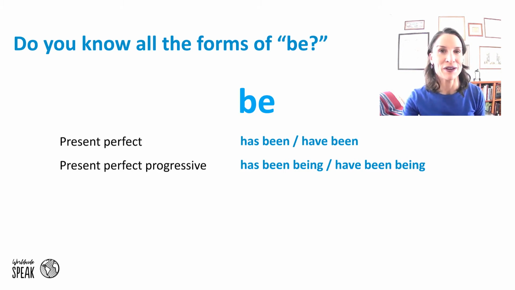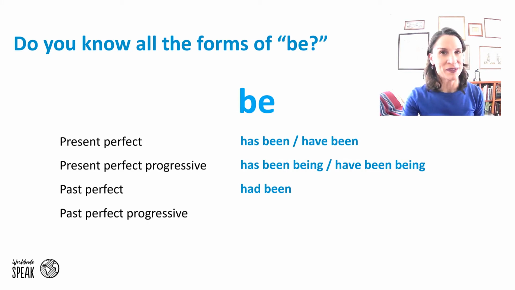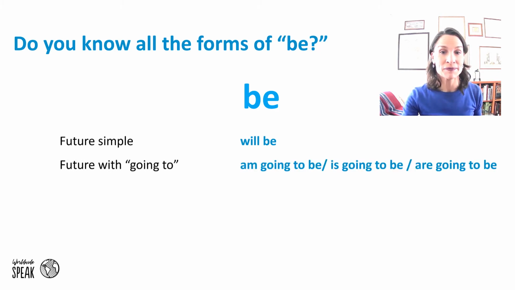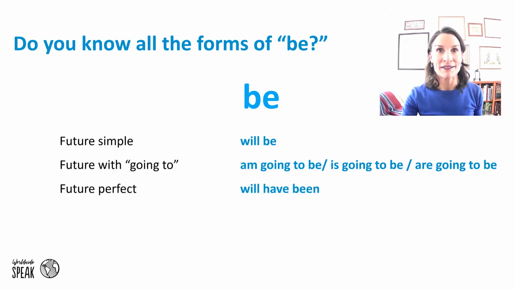This is not something that you hear every day, so you might be hearing this for the first time. Past perfect, had been. Past perfect progressive, good luck, try this one, had been being. Then of course we might have something in the future, like future simple, will be. Future with going to, am going to be, is going to be, are going to be. Maybe future perfect, will have been. There are also modals, but we're not going to talk about that in this video. You have to watch my next video for passive with modals.